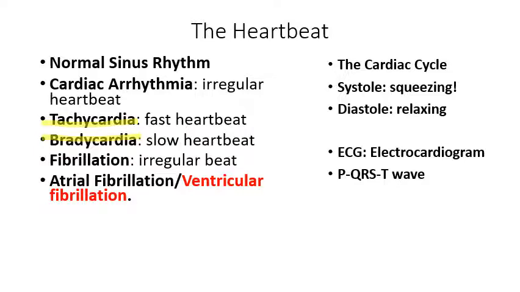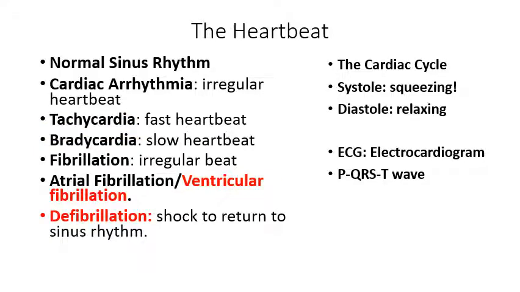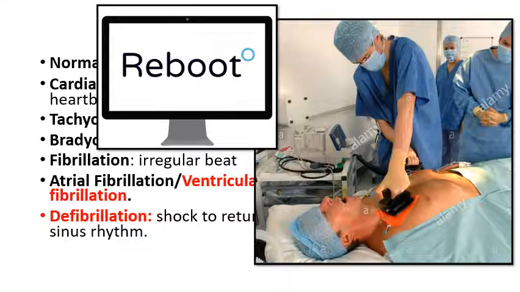Fibrillation means an irregular heartbeat, and then you can have atrial fibrillation versus ventricular fibrillation. Ventricular fibrillation is much more serious, and you would have to fix that as an emergency measure with a machine called a defibrillator. A defibrillation is where you deliver an electrical shock to the heart, and then you just hope that it returns to normal sinus rhythm. You've seen this on the medical shows. This is called a defibrillator. That's when the doctor puts the two paddles on either side of the chest and says clear, and then they deliver a shock that usually makes the patient convulse.